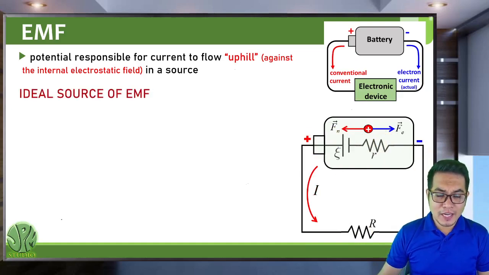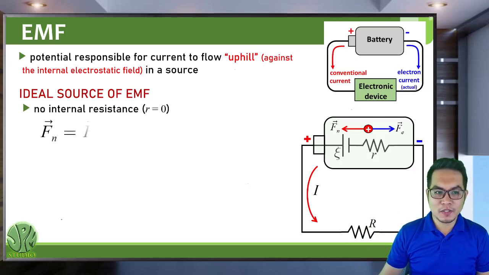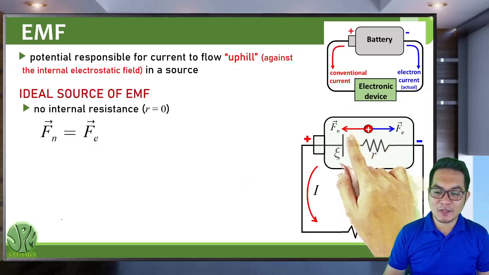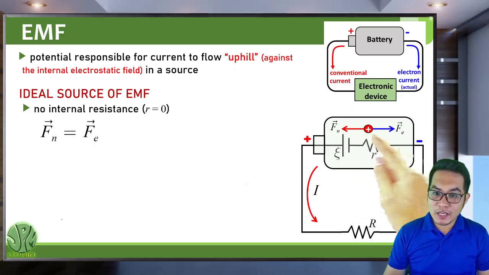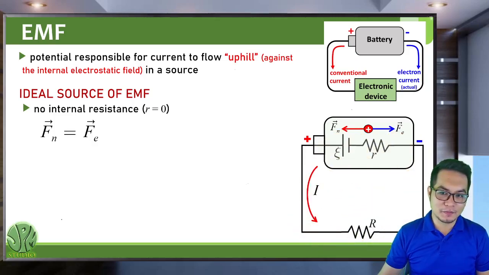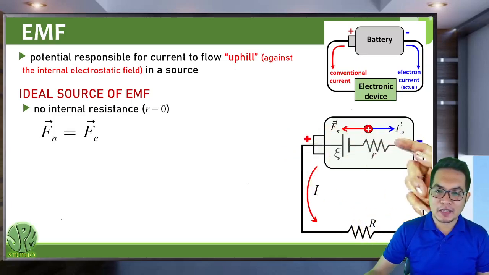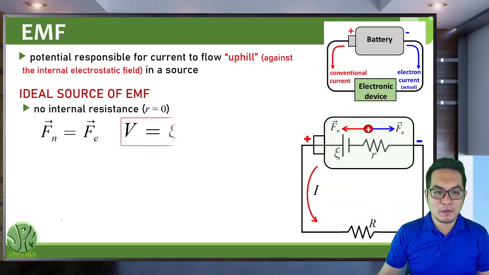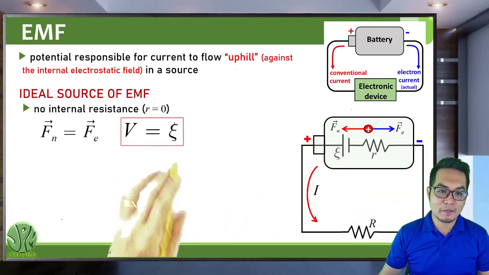If you have an ideal source of EMF, meaning there's no internal resistance, small r is 0, then the two forces, the non-electrostatic and the electrostatic force, will balance each other out, meaning a charge can move in the circuit with uniform velocity. It will not accelerate. It will still move to the right because it still has momentum to the right when it enters the battery. In this case, the voltage of the battery is just equal to its EMF.